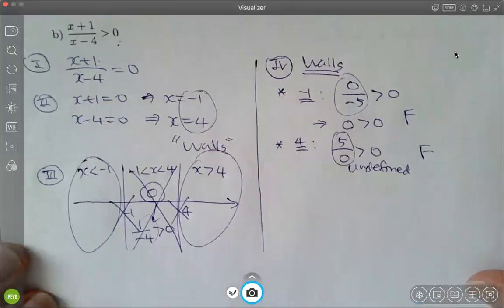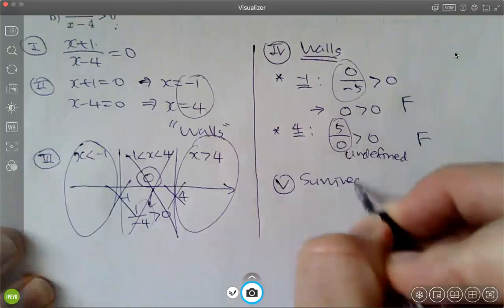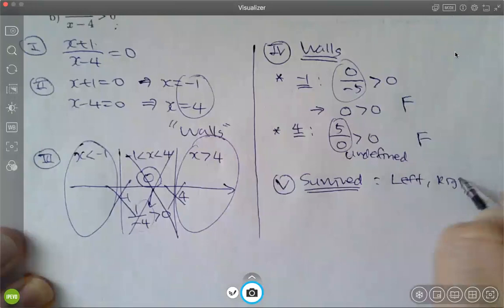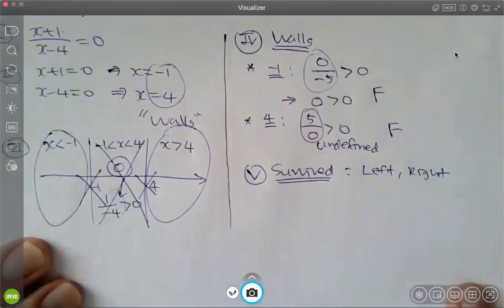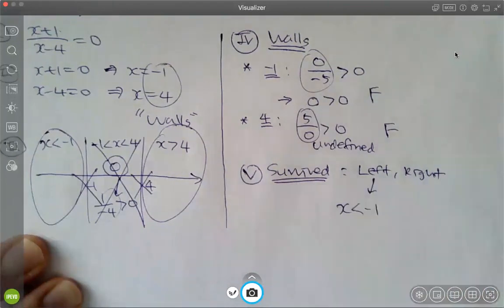Okay, so what does that mean? The only survivors are the pure left and right regions, and there are no boundary values. They're all gone, right? So the left region means x is less than -1, and the right region means x is greater than 4, right?